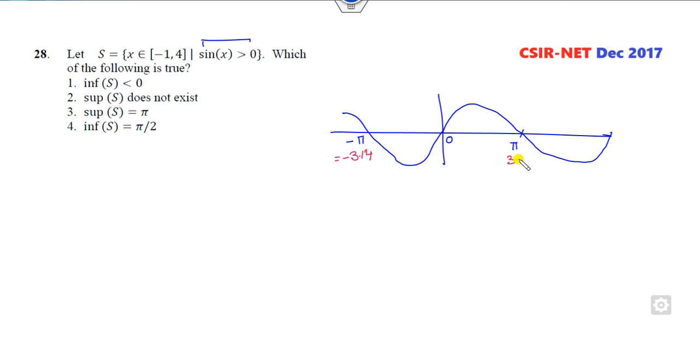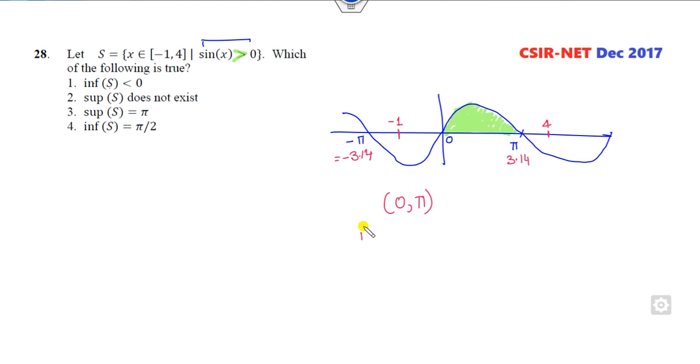This is my 3.14. The limit is -1. This is my -1, 0, and this is 3, and say this is my 4. Now your target is to find where sin x is greater than 0. So this is the portion. This is the only portion which satisfies this condition. Fine. So what is the interval of this? The interval is 0 to pi.